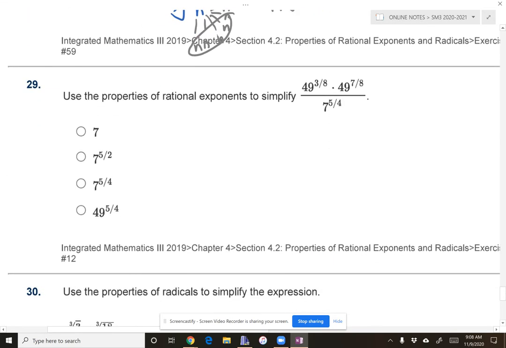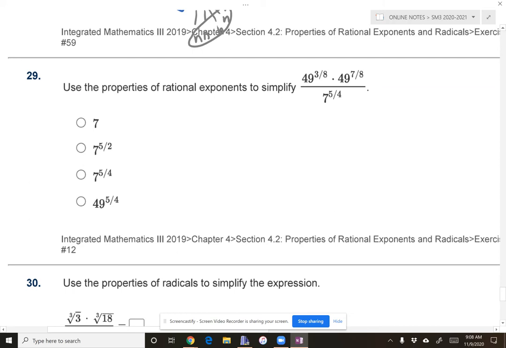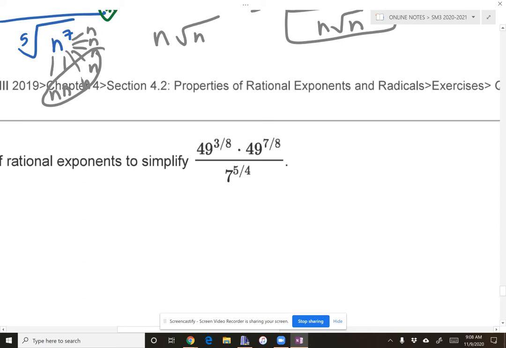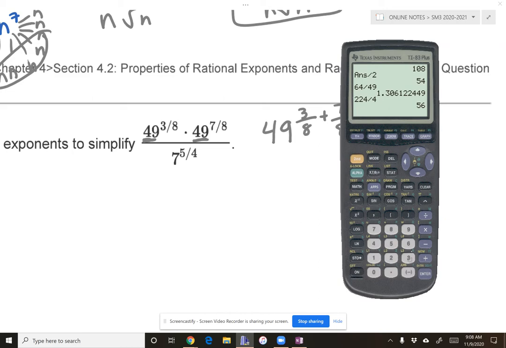Perfect. 29 says use the properties of rational exponents to simplify. Okay, couple things that we need to notice. On top, we have the same base. So I'm going to focus on simplifying the top first. So if the bases are the same and I'm multiplying, I can add the exponents, and then simplify from there. So I'm going to do that. I'm going to go 3/8 plus 7/8.